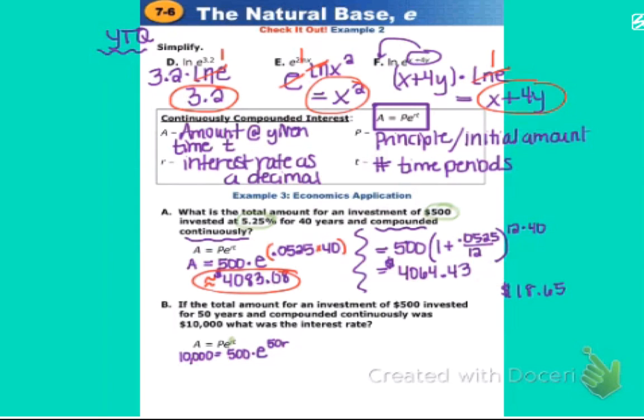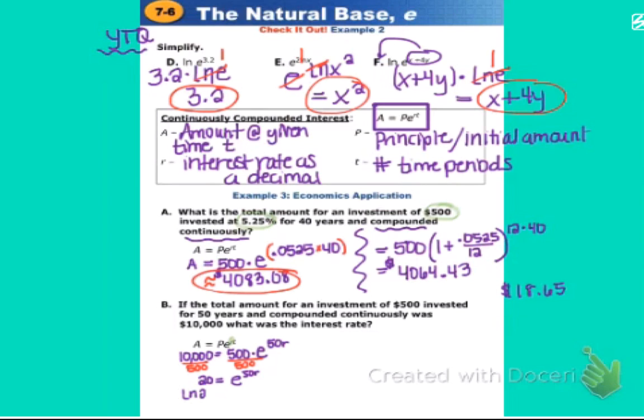First thing we would have to do is get rid of this 500 that's being multiplied by the e, so I'm going to divide both sides by 500. And 10,000 divided by 500 is, of course, 20. So that means that 20 is equal to e raised to the 50r power. Now this is just like those problems we solved when we were doing exponential equations, where we had the variable in the exponent position and we wanted to bring it down. When we did that, we took the log of both sides. In this case, because the base is e, it's smarter to take the natural log of both sides.